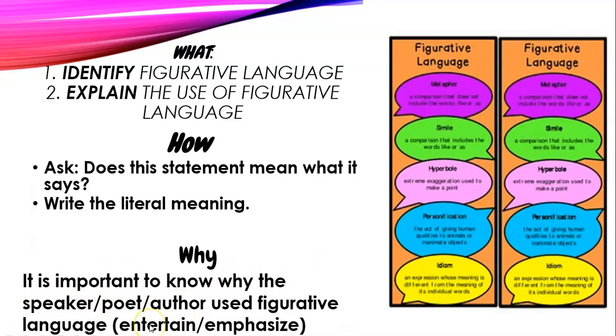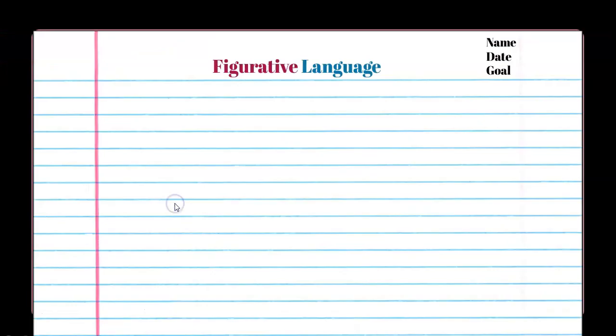Was it to entertain you? Maybe they used onomatopoeia, like boom, pow, to make it more interesting and hook the reader. Or is it to emphasize? Were they trying to make a point?